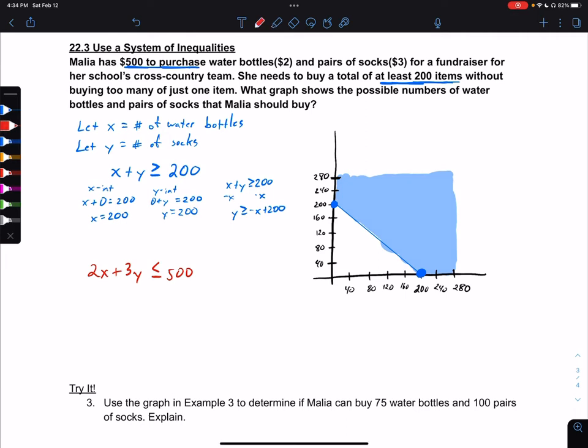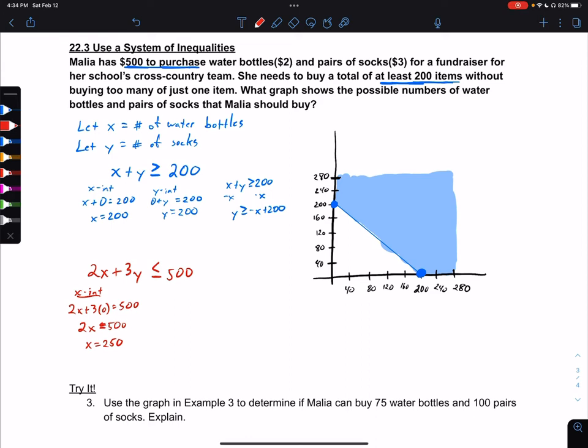All right, so my second inequality, this one might not be as easy to graph, but I'm still going to stick with x and y intercepts. If anything, it just reminds us that we can use this as an option. So for my x-intercept, I would do 2x plus 3 times 0 is equal to 500. So 2x is equal to 500. So equal sign, sorry about that. And then x would be equal to 250.